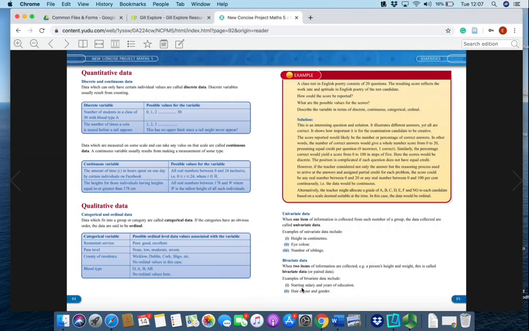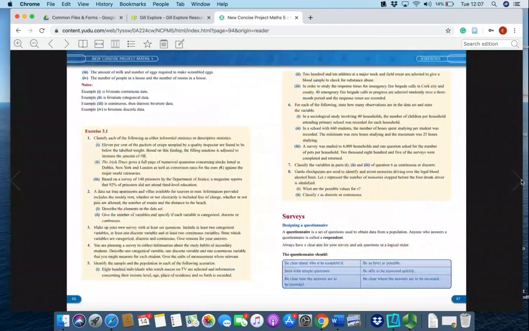So bivariate data, some examples are starting salary and years of education, your hair colour and your gender, and so on and so forth. So here we would often use a histogram to look at the data. Bivariate data, we would use a chart, which is a scatter diagram, to look at bivariate data. And I'll get on to all of these in a couple of videos' time. Okay, some questions here on classifying data, if you so wish. Have a look at them. If you're not sure, ask me.